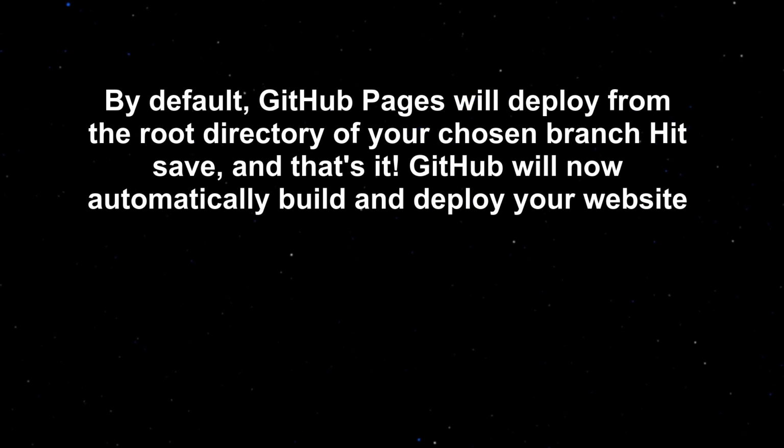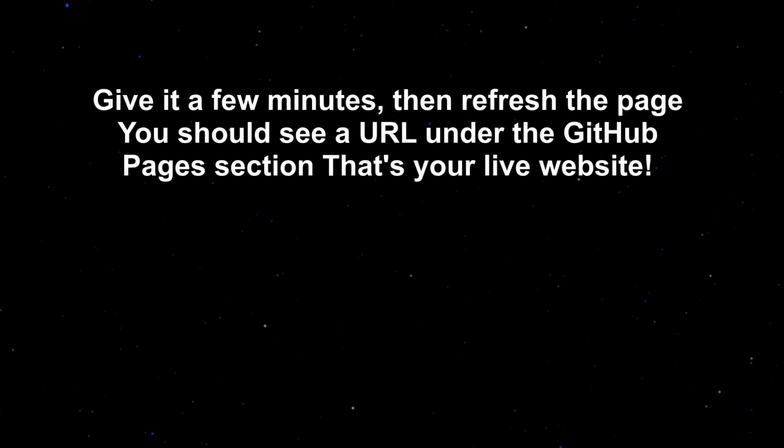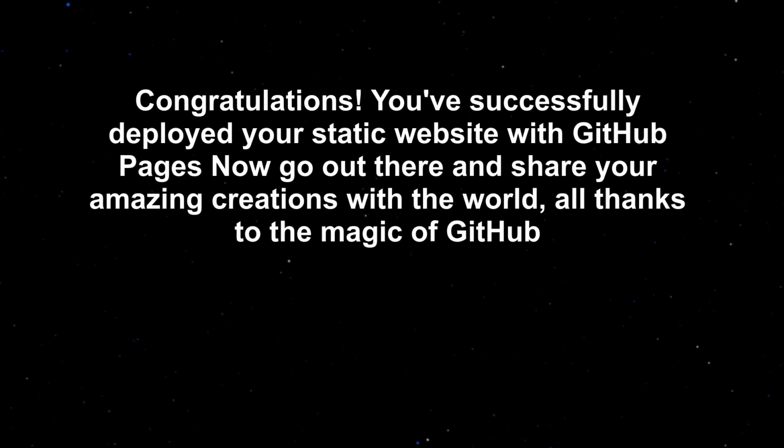GitHub will now automatically build and deploy your website. Give it a few minutes, then refresh the page. You should see a URL under the GitHub Pages section. That's your live website. Congratulations, you've successfully deployed your static website with GitHub Pages.